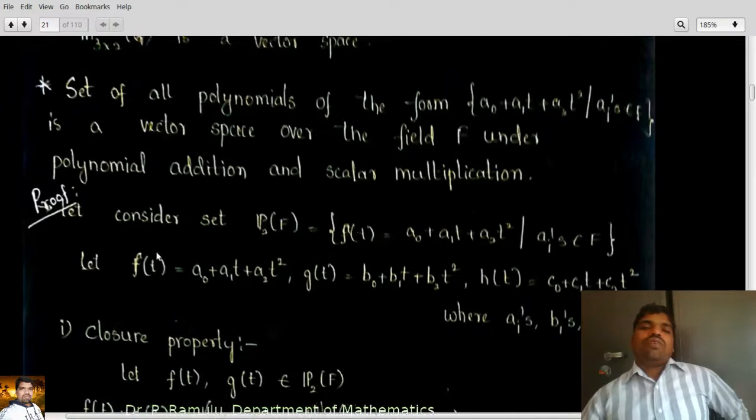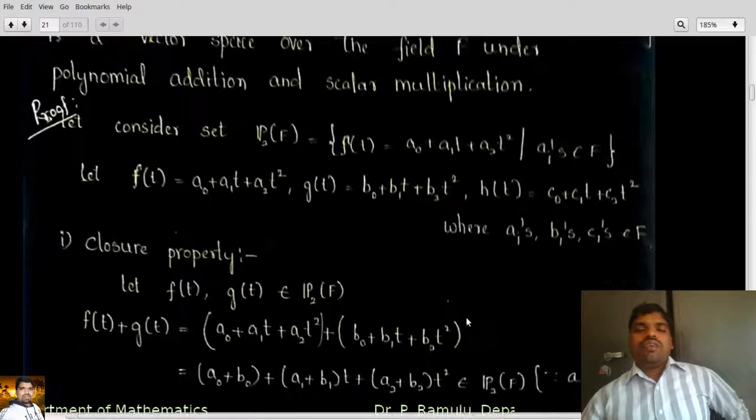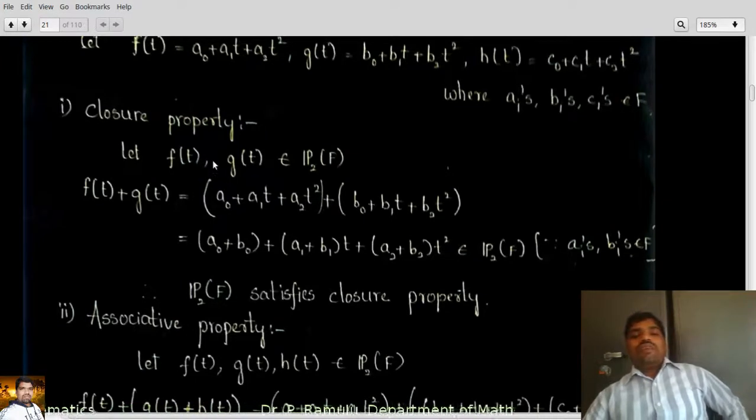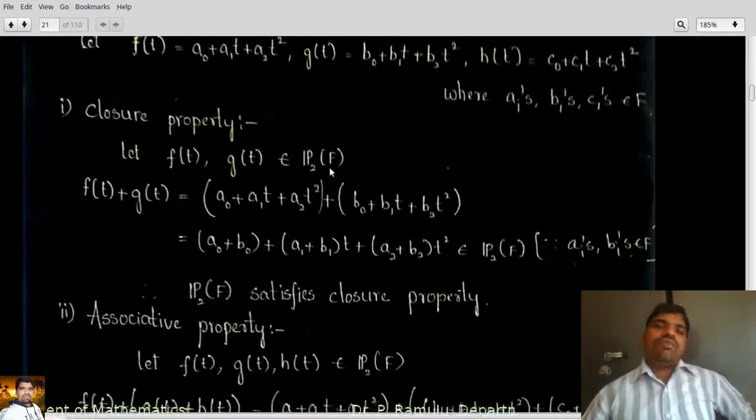So I am taking two elements in the set, f of t, g of t. f of t equal to a0 plus a1t plus a2t square. g of t is equal to b0 plus b1t plus b2t square. h of t equal to c0 plus c1t plus c2t square, where ais and bis belong to F. So similarly, we check the closure property. I am taking two elements in P2 over F, f of t comma g of t belongs to P2 over F.